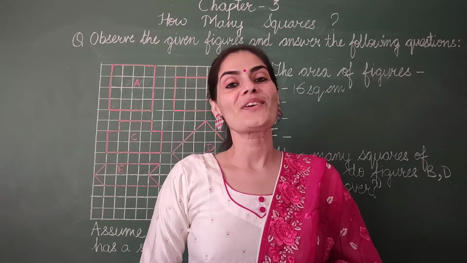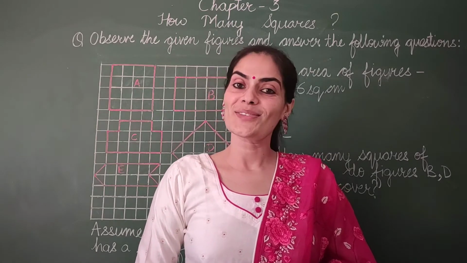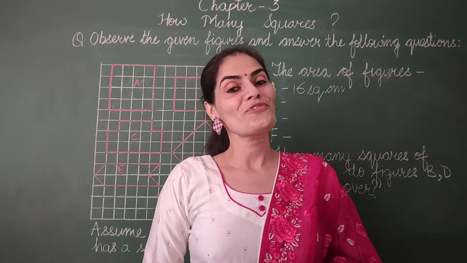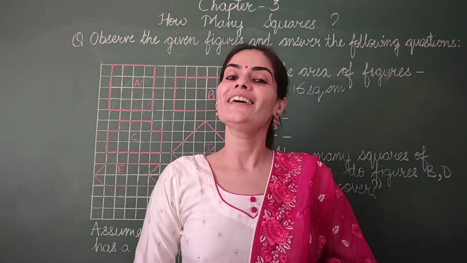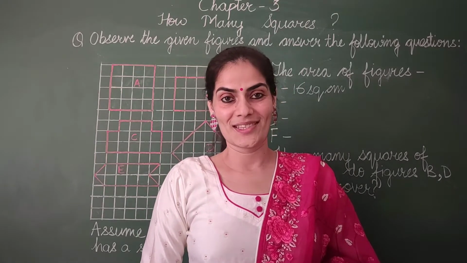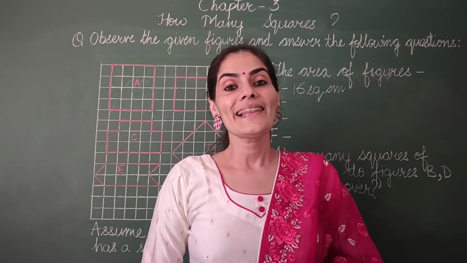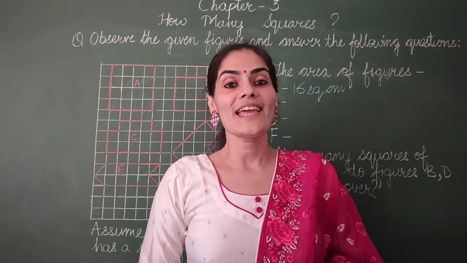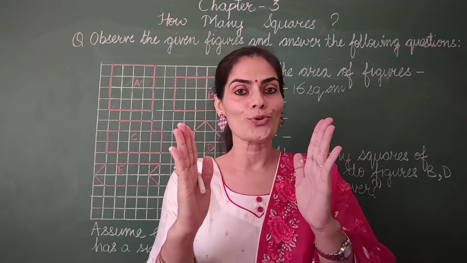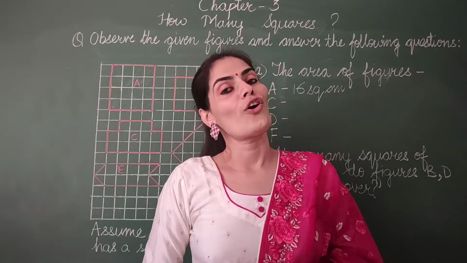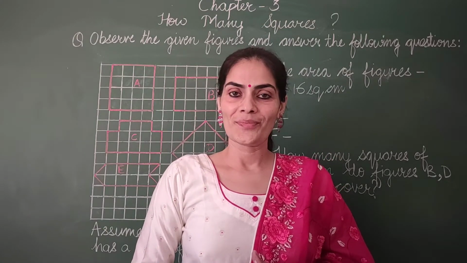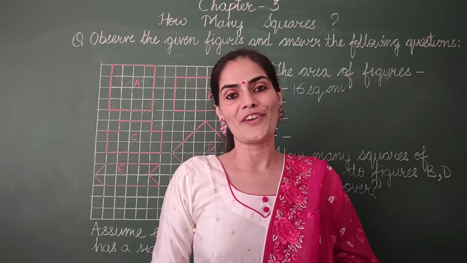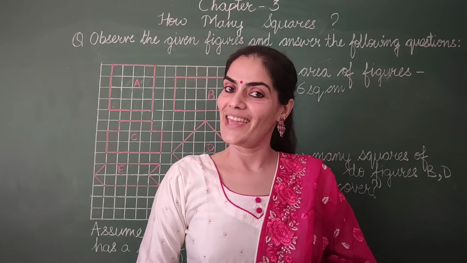We are continuing with chapter 3, How Many Squares? Today we are going to learn to find the area of regular and irregular shapes. But before we begin, let's revise the term area. Area is the region enclosed within the boundary of a closed figure. Or we can say the surface covered by a closed figure is called its area.